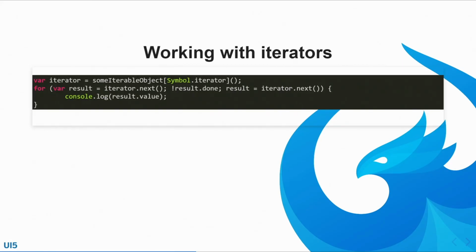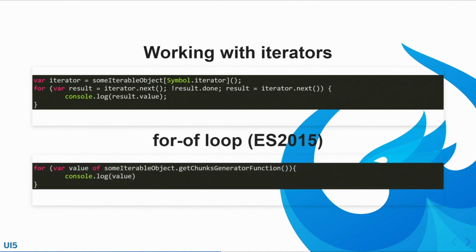So how can you leverage that in your code? Well, you can do that bare bone: just access the iterator and call next yourself. But there's a simpler way. With the for of loop, the JavaScript engine takes over calling next and checking whether you're done for you, and directly gives you the result value here in your value variable instead of you having to access the result value yourself.